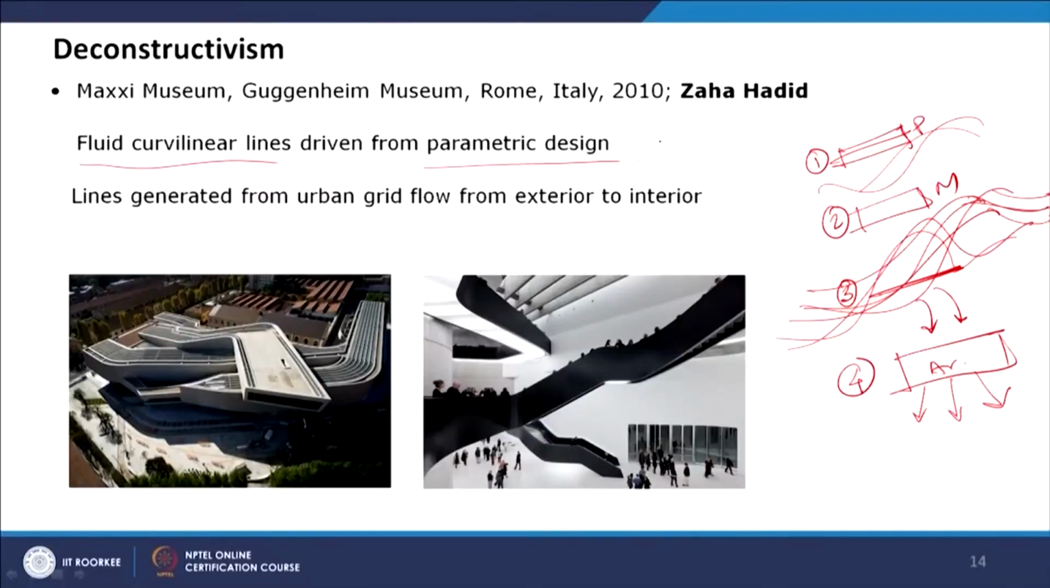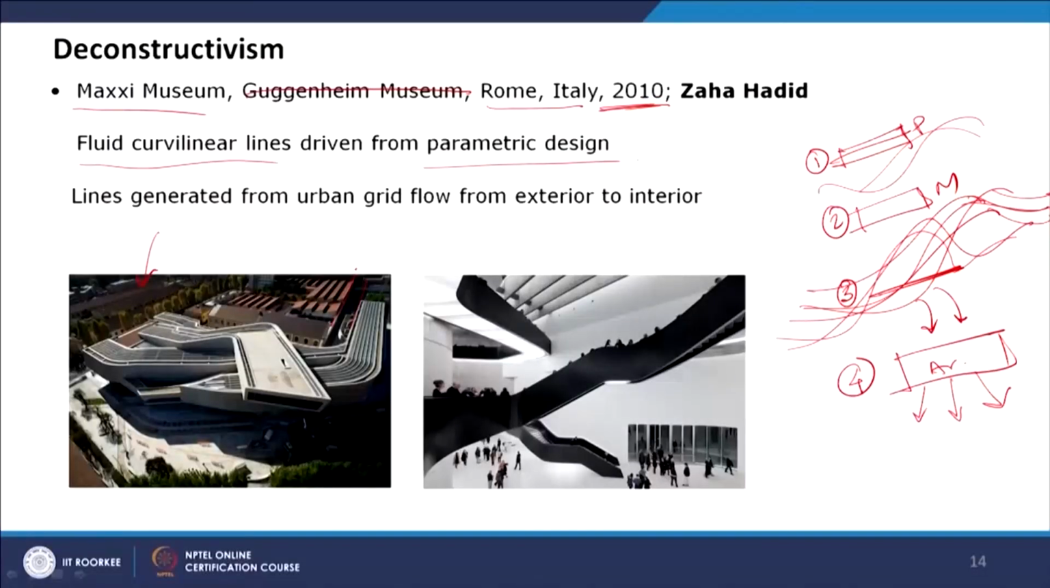These fluid curvilinear lines are driven from parametric design, and the lines are generated. In this case, the line is in the case of the MAXXI Museum of Rome, Italy, which was designed in 2010 through the urban grid. The urban grid line comes from the pathways and the nodes and the other built form.